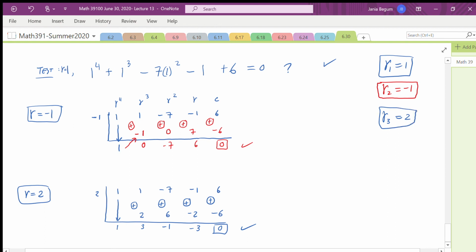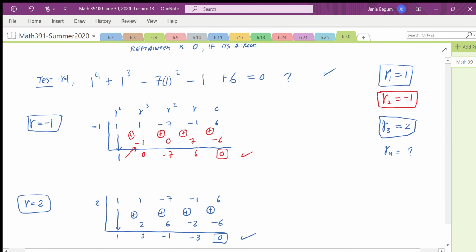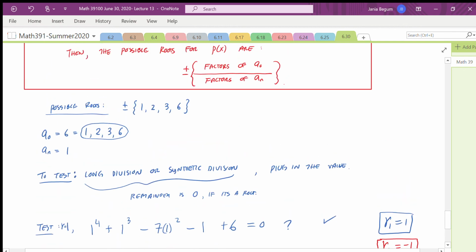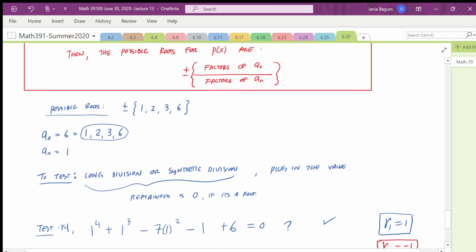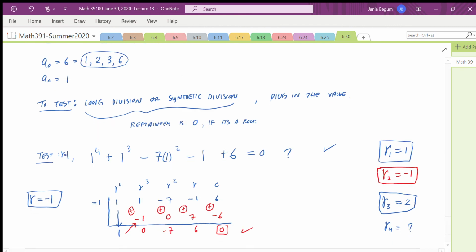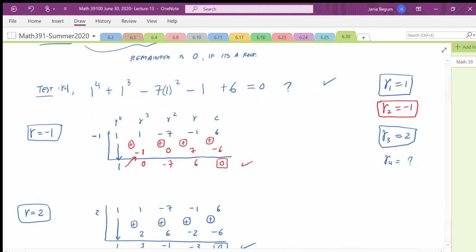One more to go, R4. So why don't you guys tell me what R4 is? What are the roots we're testing? Gabriel says negative 3. So negative 3 is a root. I'm going to go with what Gabriel says. We accept that. Negative 3.